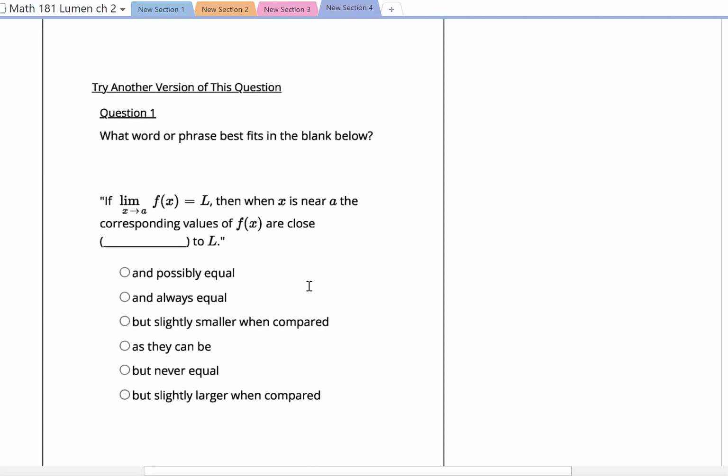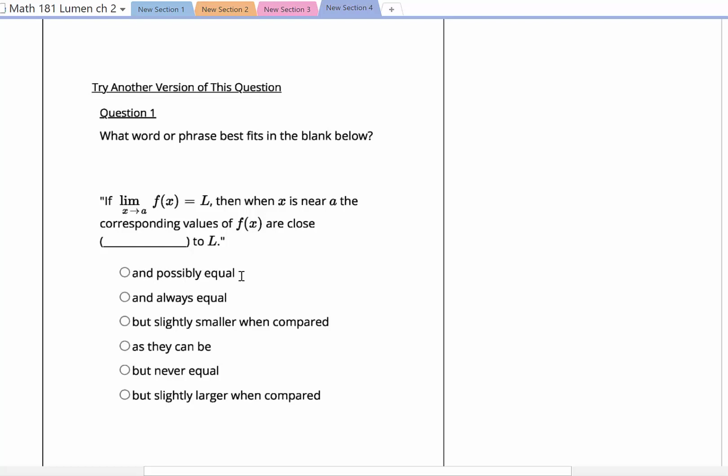So we're going to fill in the blank here. What do you think it's going to be? It says if the limit of f of x as x approaches a equals L, then when x is near a, the corresponding values of f of x are close, and here's a blank to fill in. We have these choices: and possibly equal, and always equal but slightly smaller, as close as they can be but never equal, but slightly larger. What do you think it'll be? And the answer is, drum roll, and possibly equal.